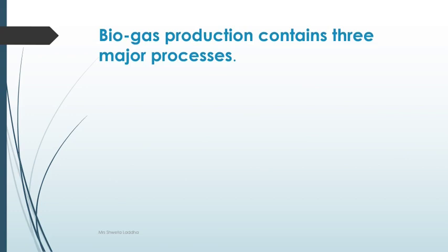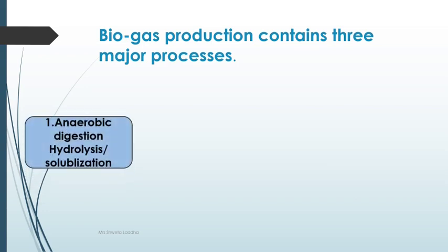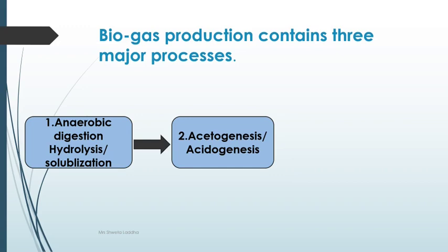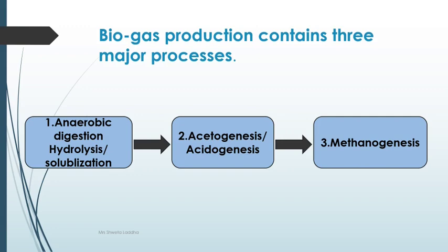Biogas production contains three major processes. From now, we are actually starting how biogas is produced. So the first step, always remember students, is anaerobic digestion, also called hydrolysis or solubilization. The second step is called acetogenesis or acidogenesis. And the third step is called methanogenesis. I repeat, hydrolysis or solubilization, you can label the acronym H. Second is acetogenesis or acidogenesis, and third is methanogenesis. So by this acronym HAM, you can remember the three steps: hydrolysis, acetogenesis or acidogenesis, and methanogenesis.